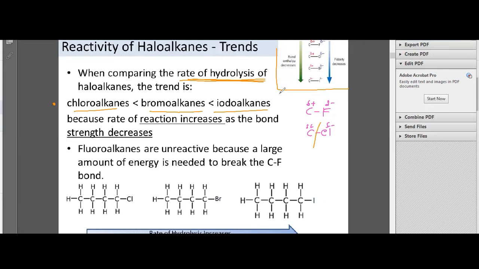Chloroalkane actually is not very reactive, due to its very small bond length and so very high bond energy. So actually chloroalkane is less reactive.